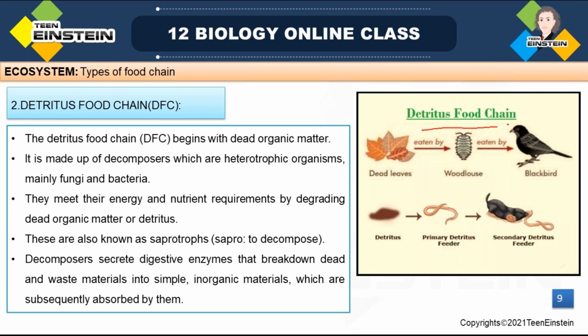So this detritus food chain is starting with detritus or dead organic matter. These are dead leaves. Here you can see dead leaves or dead organic matter. With that, this detritus food chain, or DFC, is starting. This is made up of decomposers, which are heterotrophic organisms, mainly fungi and bacteria. This first level is made up of decomposers.